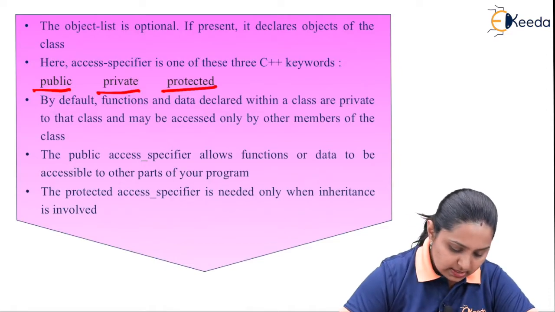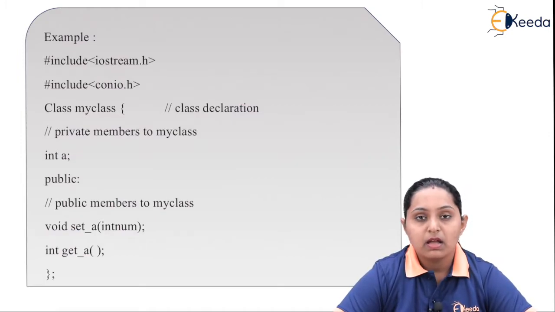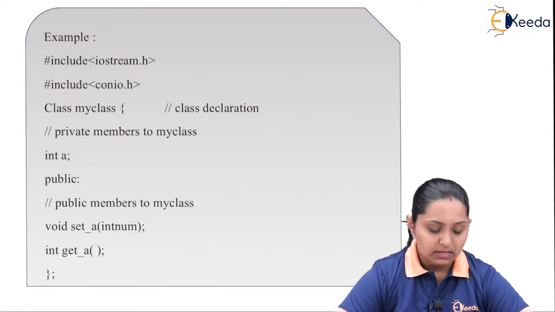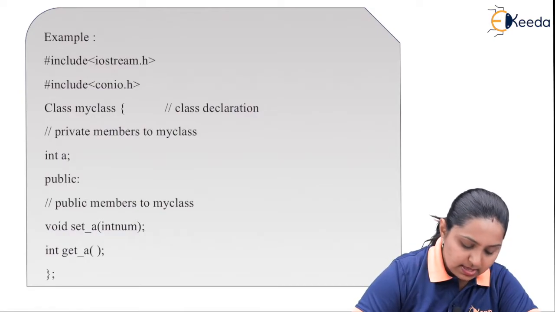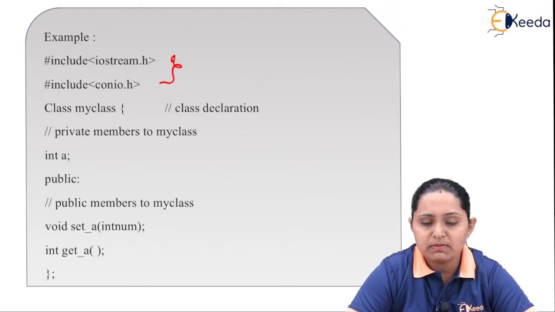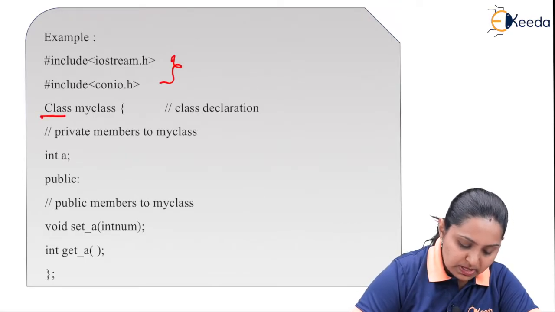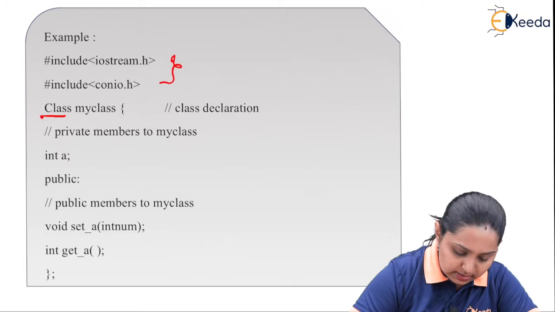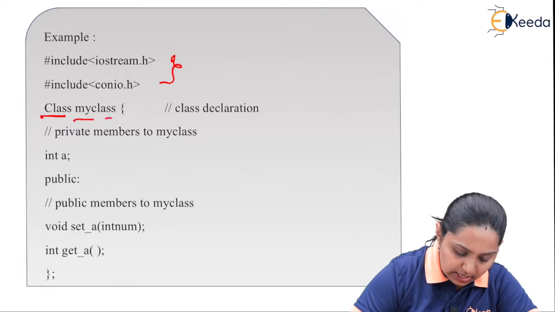Next is the structure of a class, or an example of a class. We'll see it in detail. First, #include iostream.h, and second, #include conio.h, which two header files are required for the execution of any C++ program. Next, the keyword class. Then I'm specifying my class name as MyClass. Then inside the brackets, I'm declaring one data member as int a.